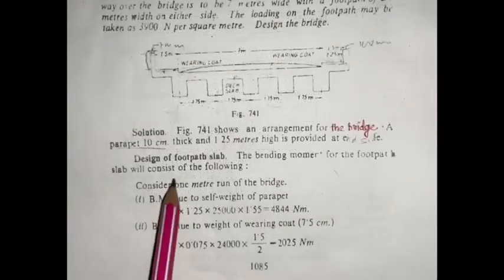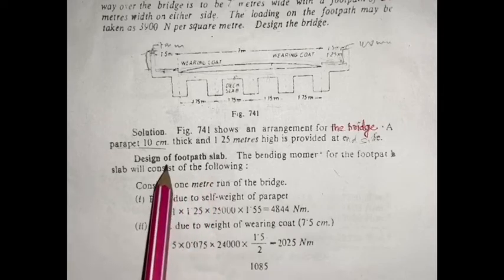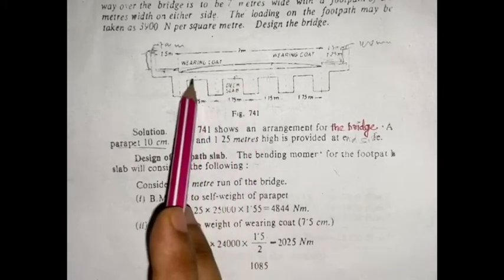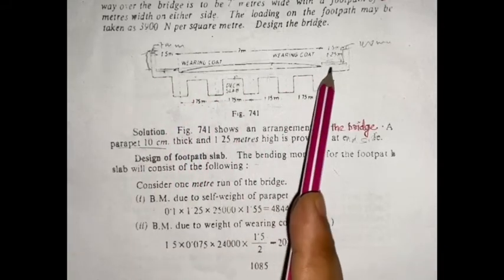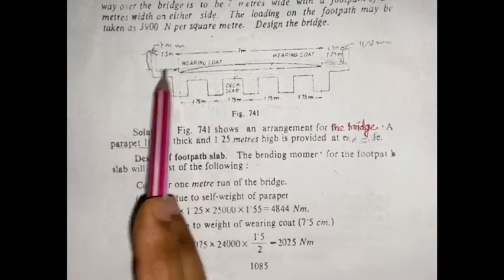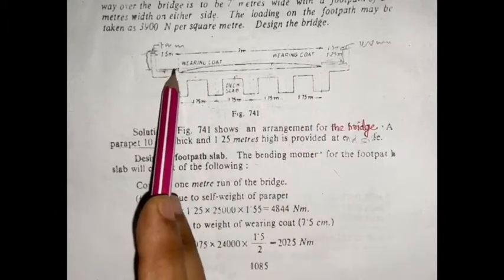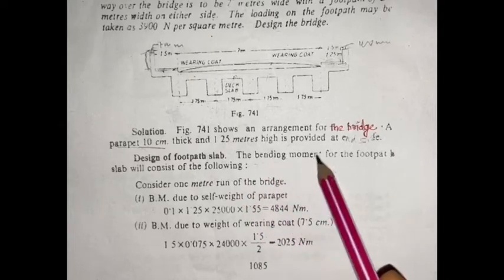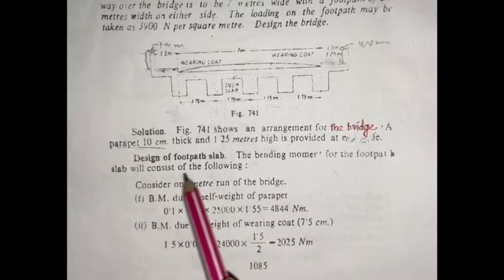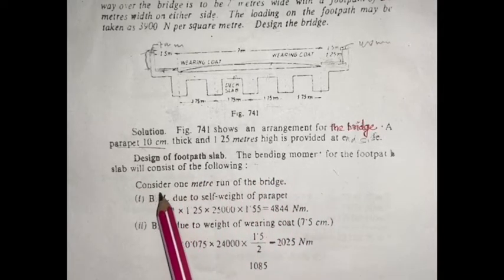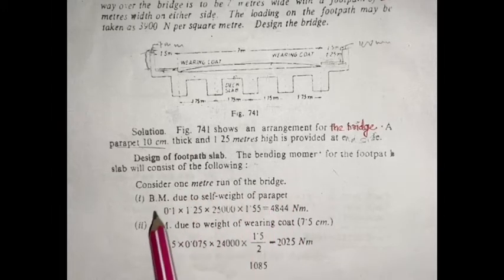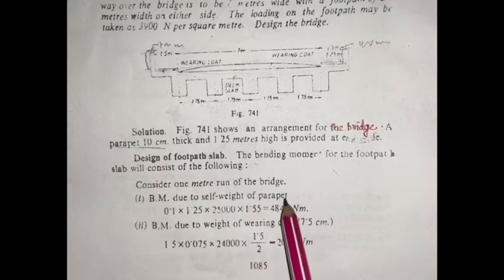At the very first we will design the footpath slab. This is the footpath, and we will design the footpath slab. So the bending moment for the footpath slab will consist of the following. Consider 1 meter run of the bridge. We will design for 1 meter, starting with the bending moment due to the self weight of the parapet.